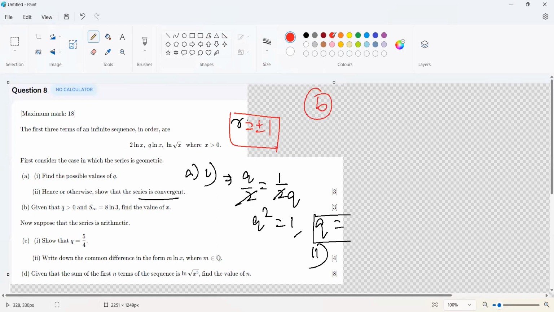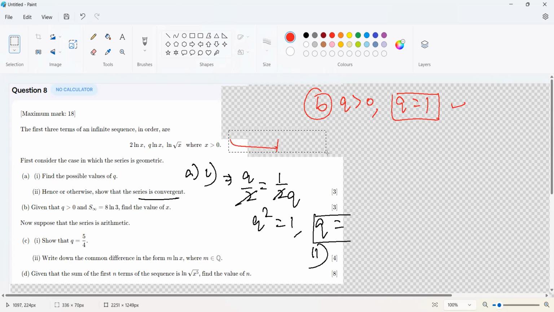Part B. Given that Q is greater than 0, it means that Q should be 1. They're asking us to take Q greater than 0. I am accepting Q value 1 because Q has value either positive or negative 1. You have both values, positive or negative, so I need the greater than 0 value, so I'm taking 1.